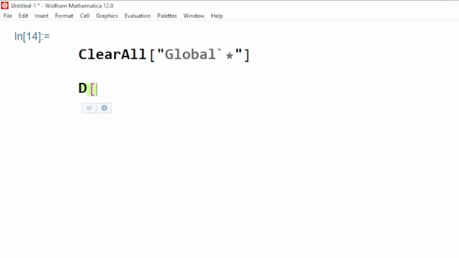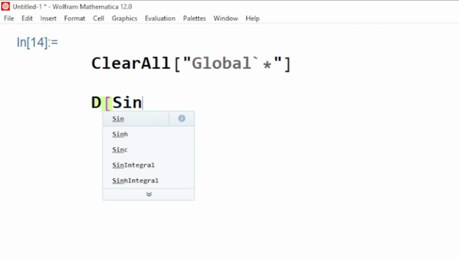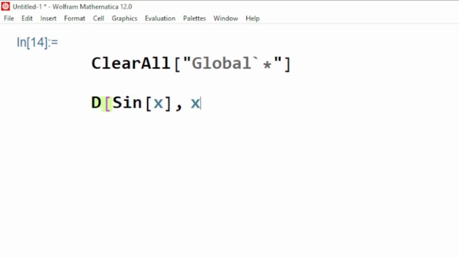For example, here I want to find the derivative of sine of x, so I write the function in the first place in the argument of D, and then I put x, with respect to which we want to find the derivative, at the second position in the argument, like this. So sine of x is at the first position, and the parameter with respect to which we want to find the derivative is at the second position, and this whole thing is inside the argument of the command D.